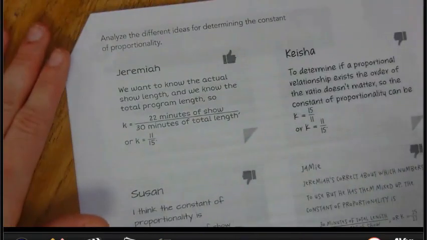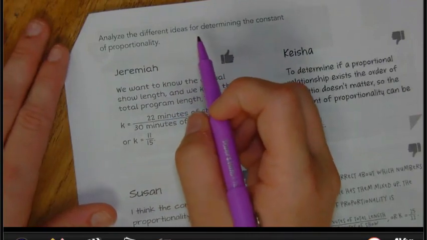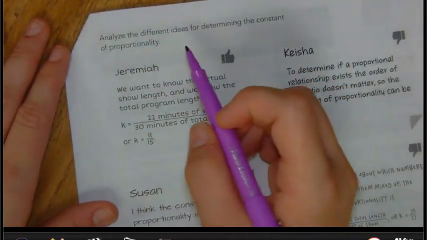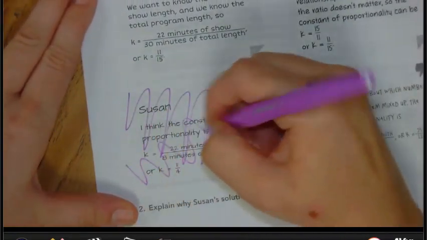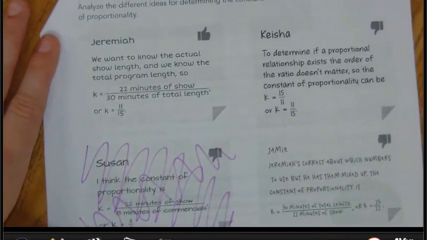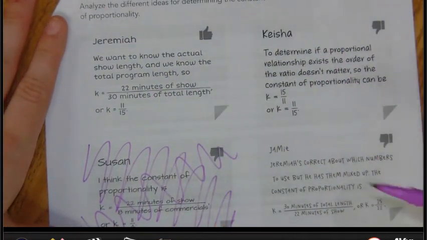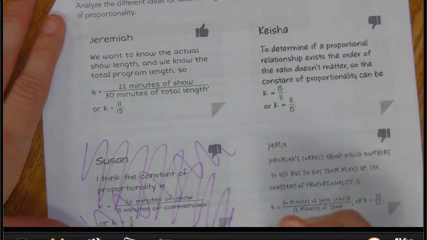Okay. All right, so analyze the different ideas for determining the constant of proportionality. All right, so we're not going to mess with Susan today. We're just going to mark Susan out for a moment, and we're going to look at Jeremiah, Keisha, and Jamie.